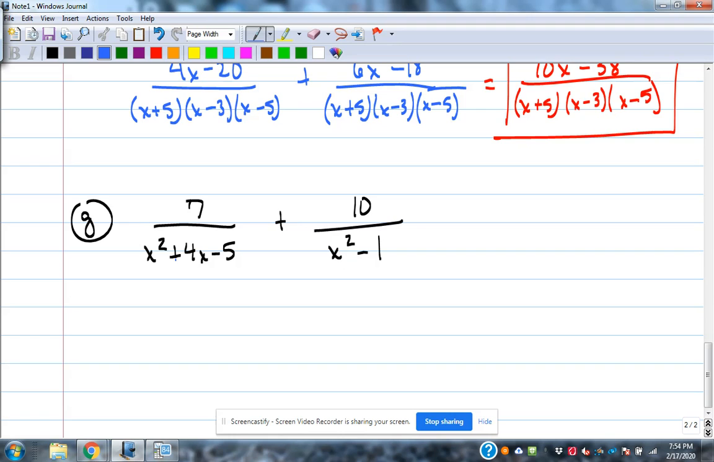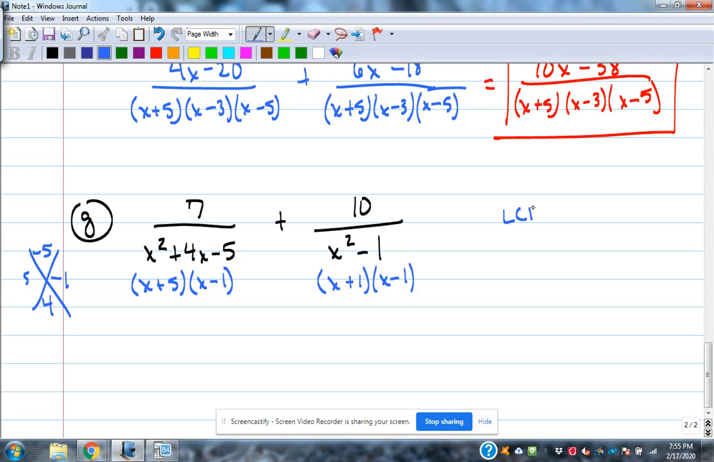What's the first thing I do? Yeah, factor the denominators. That's the first thing you should try to look for on any of these problems: factor the denominators. I'm going to do X method. Multiply to be negative 5 and add to be positive 4. 5 and negative 1. I can use my shortcut here. X plus 5, x minus 1. And then the second fraction is the difference of squares. X plus 1, x minus 1.